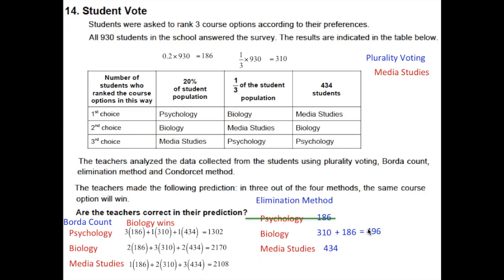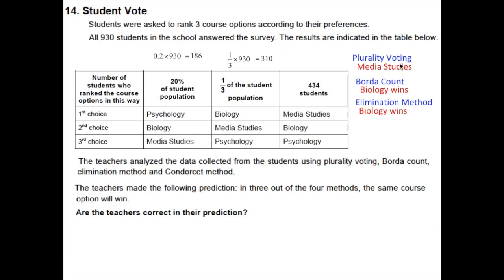Now we just have to answer, does biology have a majority? So 496 out of the total number of students, 930, is 53.3%. If it's anything over 50%, then you have a majority, and then you win. Biology wins for the elimination method. The last one, Condorcet method. Plurality voting, media studies 1, Borda count, biology 1, elimination method, biology 1.